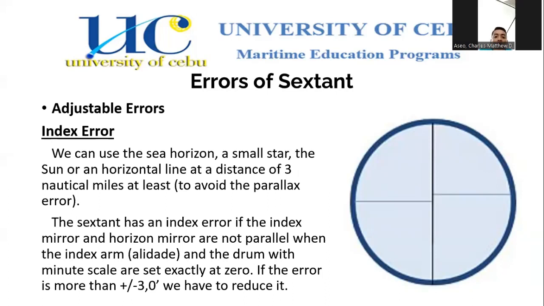Adjustable error. Index error. We can use the sea horizon, a small star, or the sun, at a distance of 3 nautical miles at least, to avoid parallax error. The sextant has an index error if the index mirror and horizon mirror are not parallel when the index arm and the drum minute scale are set exactly at 0. If the error is more than plus or minus 3.0, we have to reduce it.